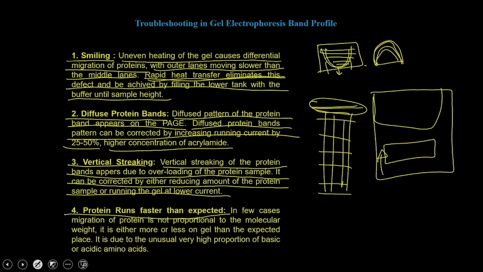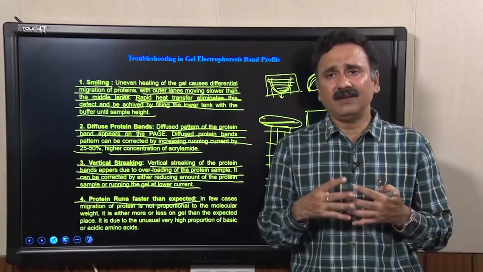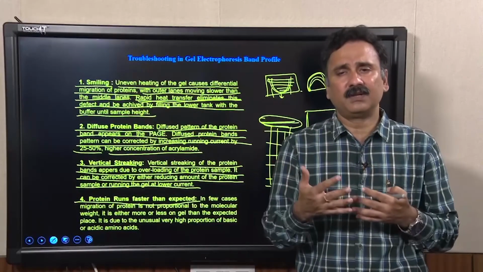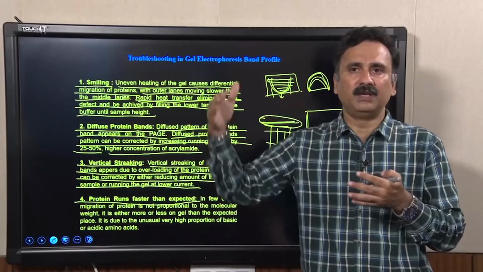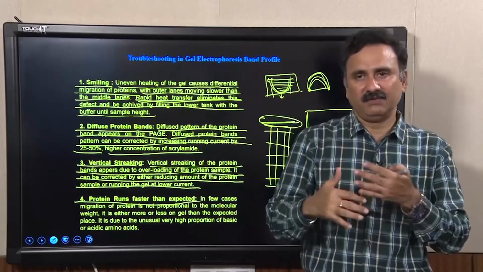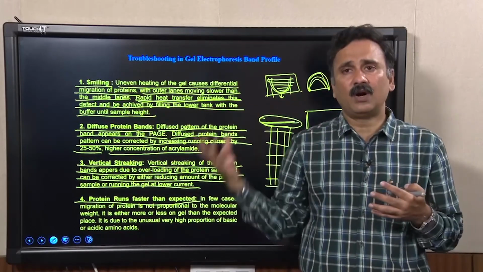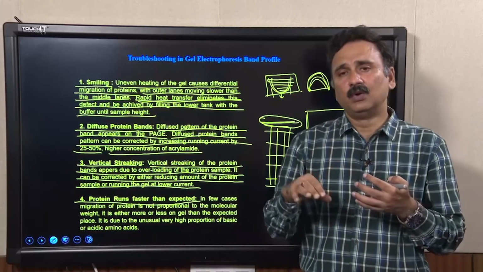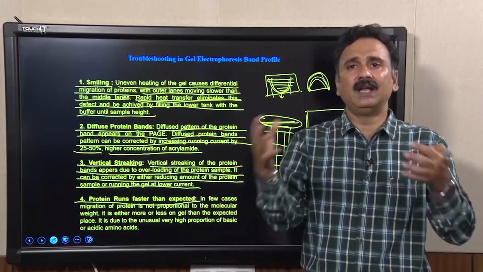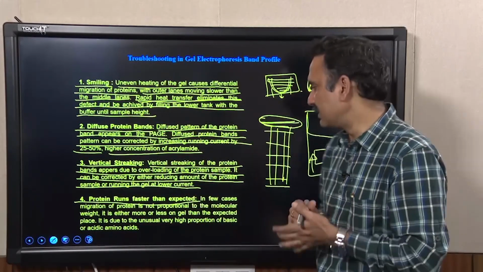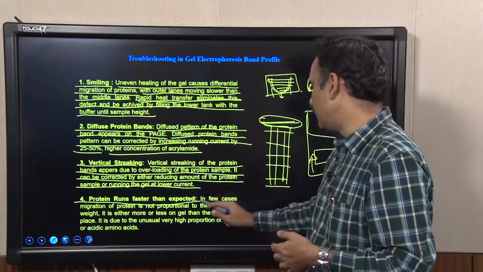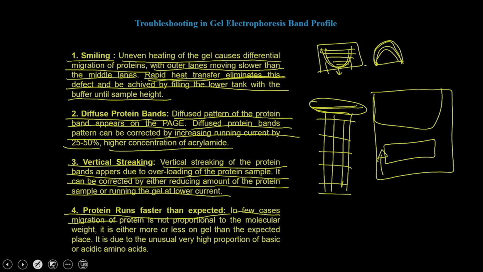The third is that the protein runs faster than expected. When some proteins are very charged, because you know that proteins run from the negative to the positive electrode, if they have their own charges and you add SDS on top, it gives slightly higher charges, and because of that the protein runs faster than its molecular weight suggests. So, in a few cases the migration of the protein is not proportional to the molecular weight. It is either more or less on the gel than the expected place.